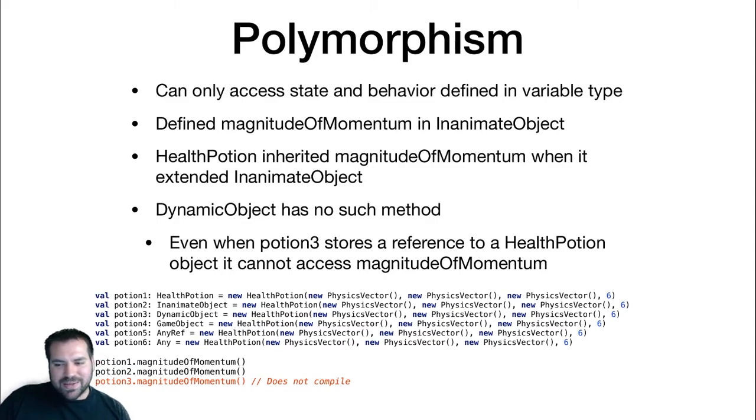And parents don't know about their children. Good way of putting it. So dynamic object, same with game object, AnyRef, any: none of these types know anything about the magnitude of momentum method. They didn't inherit it from anything. They didn't extend a class that knew about this to be able to inherit it. So variables of those types can't access this method even when they're storing a reference to an object that does have that method. We cannot call it because we're storing it in a variable of a type that doesn't know about that method.